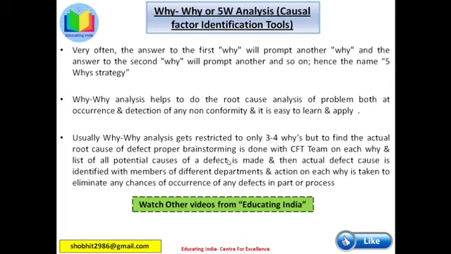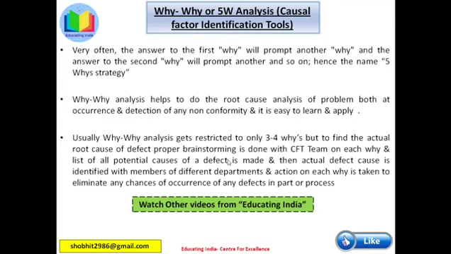Usually YY analysis gets restricted to only 3 to 4 Ys, but to find the actual root cause of a defect, proper brainstorming is done with the CFT team on each Y and a list of all potential causes of the defect is made, and then the actual defect cause is identified with the members of different departments and action on each Y is taken to eliminate any chances of occurrence of any defects in part or process.